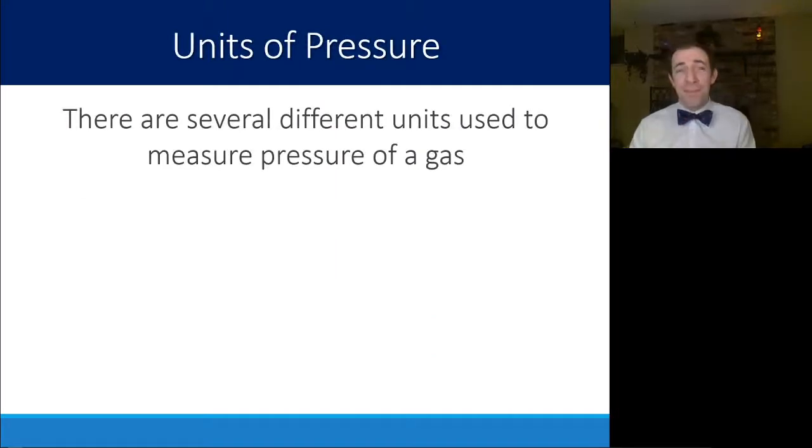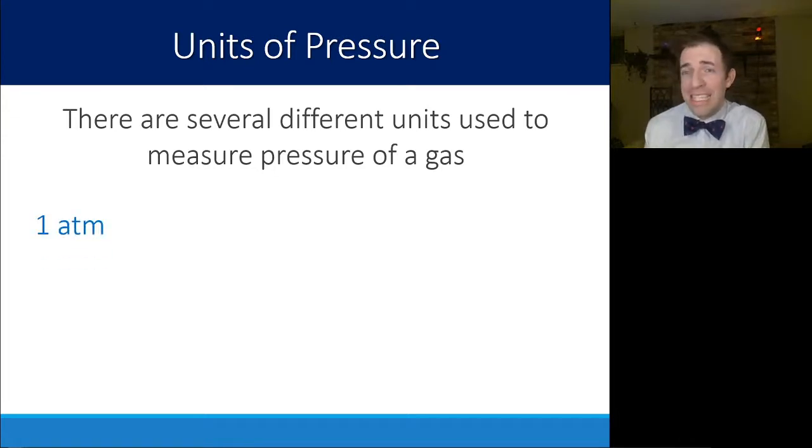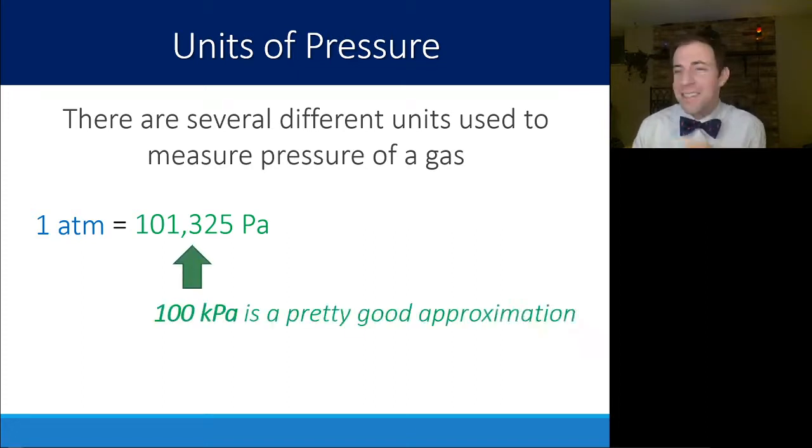All right, so units of pressure. There are many different units of pressure besides the Pascal that you can actually use to measure the pressure of a gas. One is atmospheres. You may have seen this in a chemistry class. Our atmospheric pressure is 1 atm, 1 atmosphere of pressure. In pascals, that's equivalent to about 101,000 pascals, which seems like a huge number, and we'll talk about that in a little bit. This often is approximated to 100 kilopascals. That's a pretty nice approximation, fairly easy to remember. So 100 kilopascals is the same thing as 100,000 pascals, which is about 1 atmosphere.